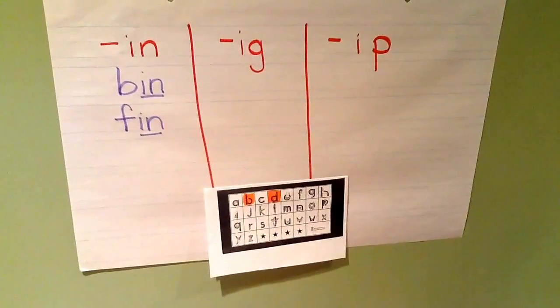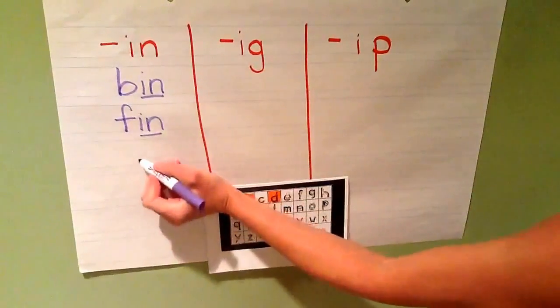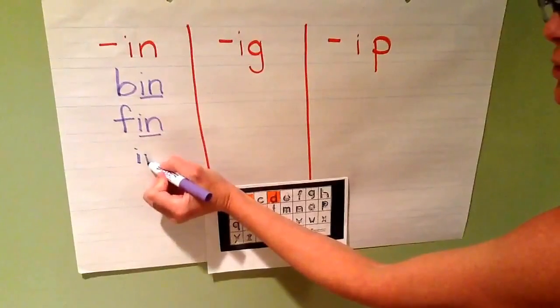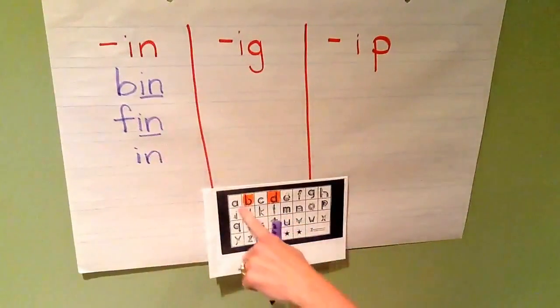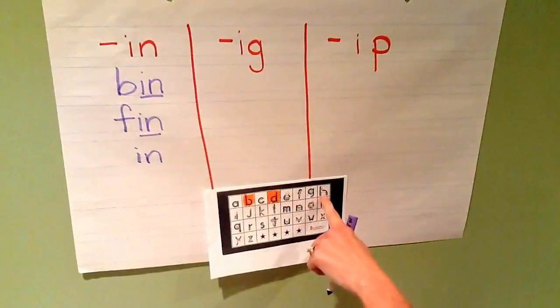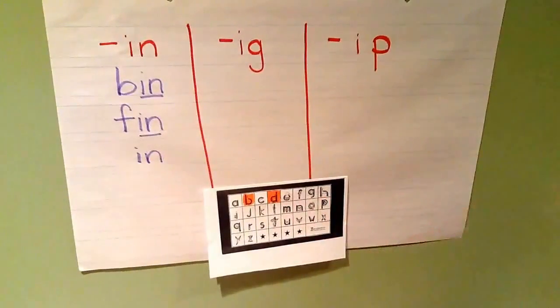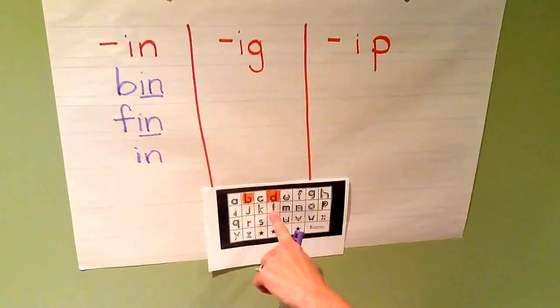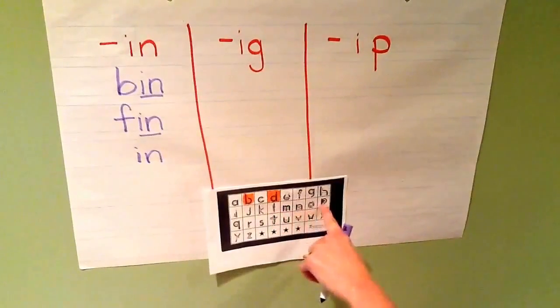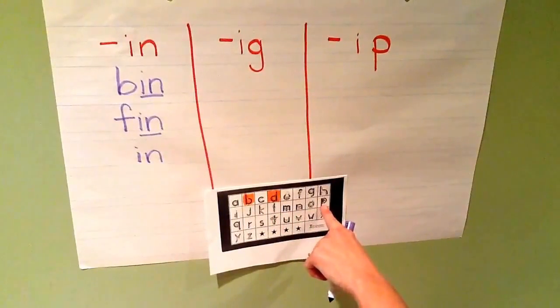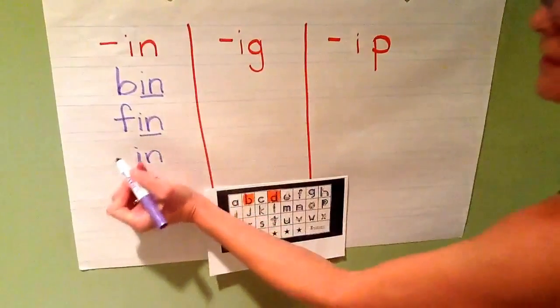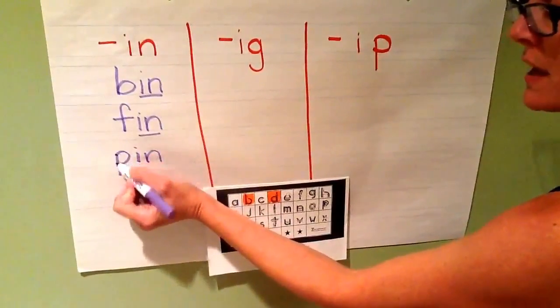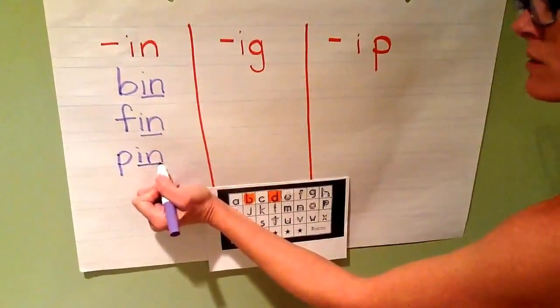Let's look at one more. Again, I'm going to write in because I know that's my word family I'm working on. Let's keep looking. Hen. Does that make sense? No. Lynn. Well, that's a name, but I think I've seen it spelled a different way. What about the P? Pin. That would be a real word. Pin has that in word family.